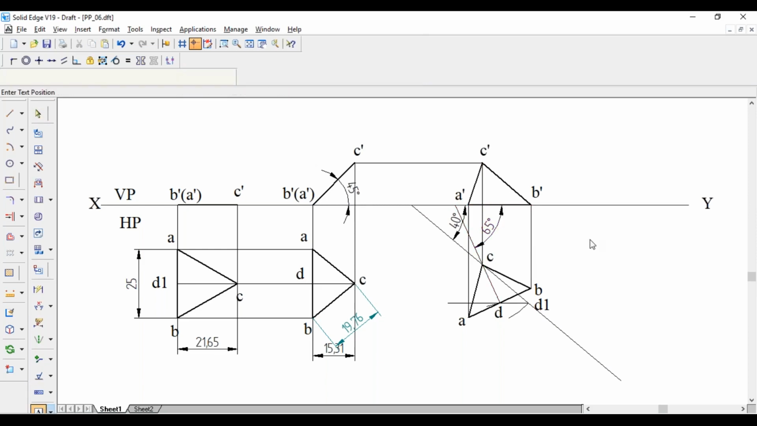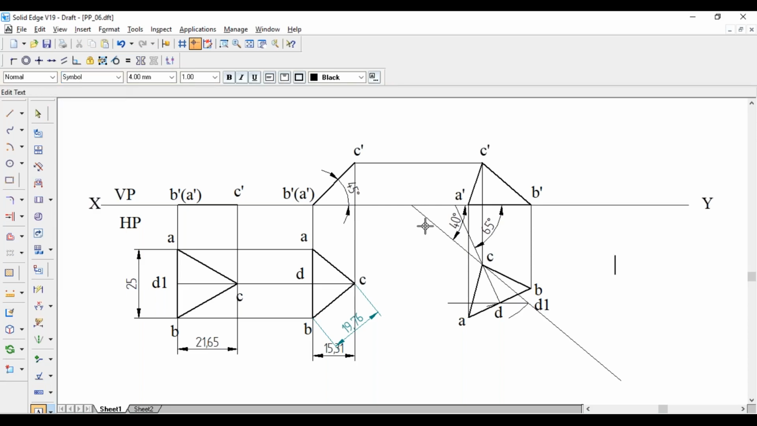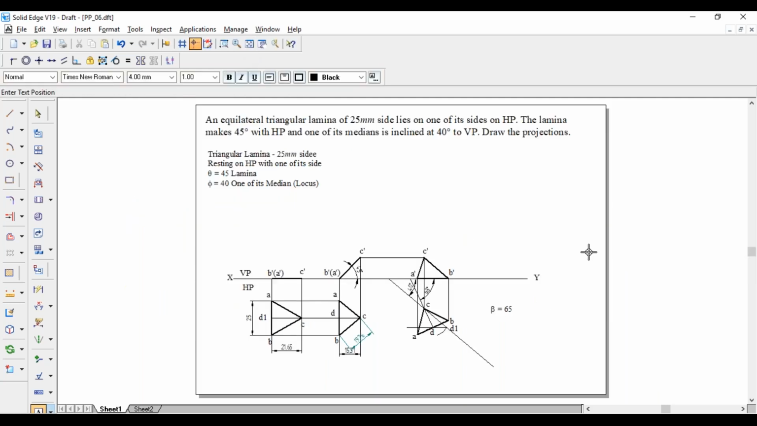So right here, beta is 65 degrees. So this completes the problem.